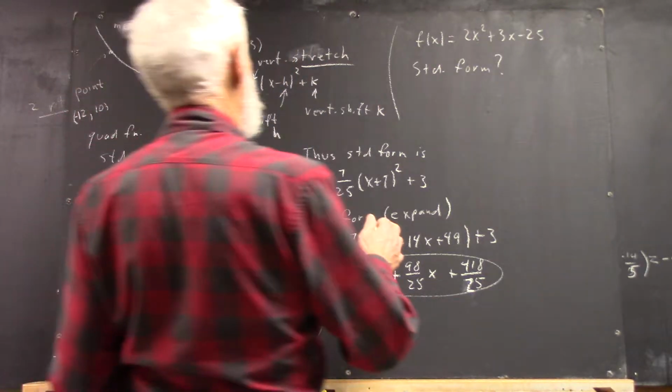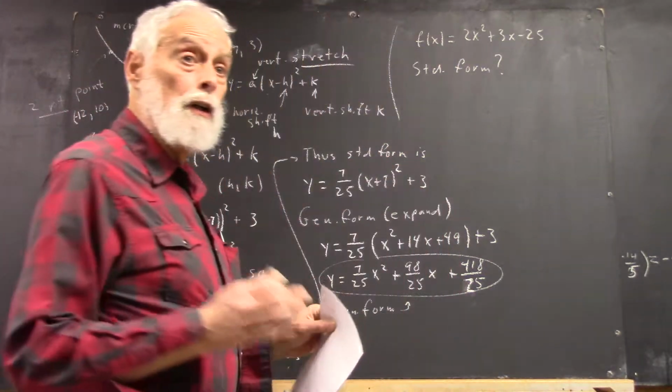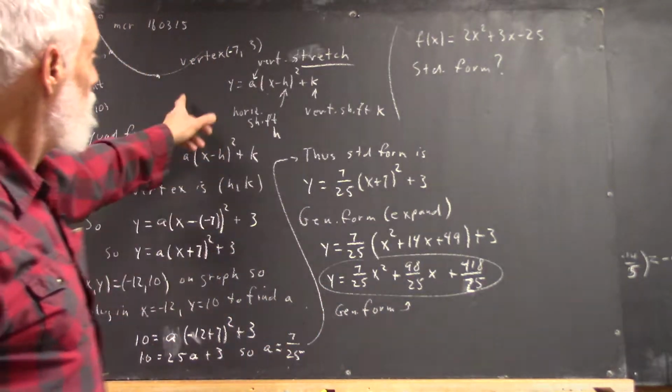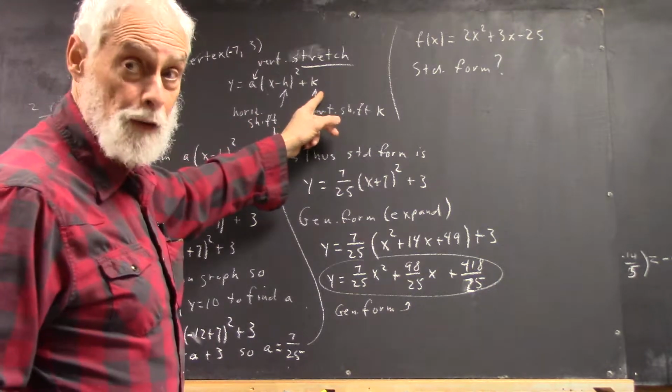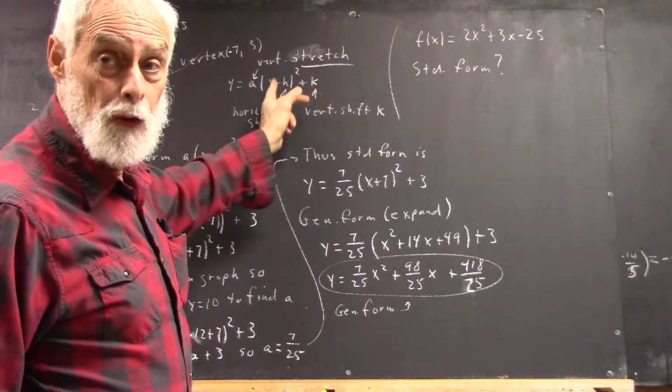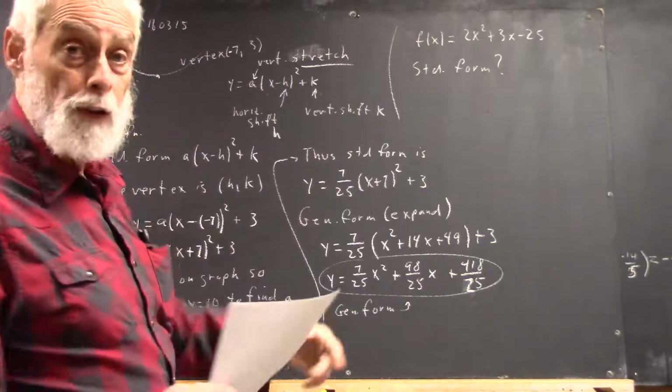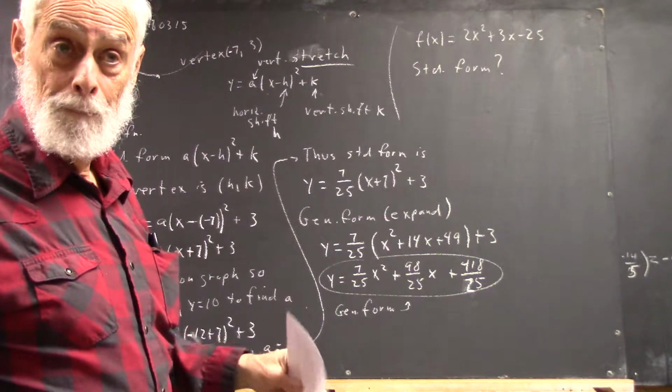But we want to put this in standard form, which is also called vertex form. The reason we call it vertex form, well, here's your standard form, and here's your vertex, since the form was easiest to identify your vertex. However, you can get the vertex here easily.